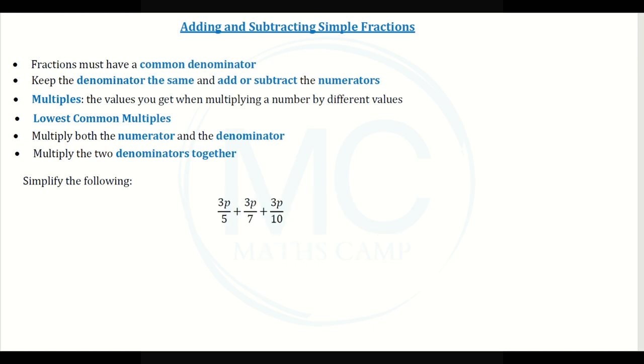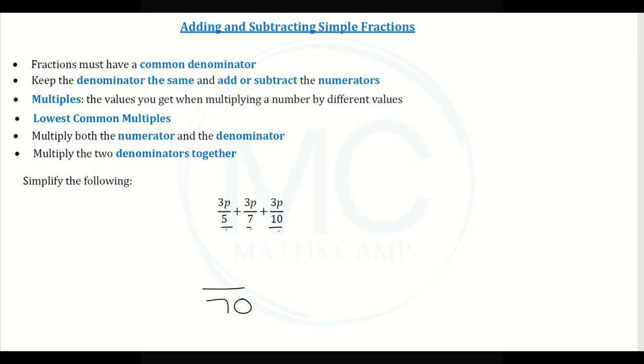Let's do one more example. 3p over 5 plus 3p over 7 plus 3p over 10. Now our numerators are the same, but our denominators are not. So the first thing we need to do is find a common denominator for all three values. 5 is half of 10. So every multiple of 10 is also a multiple of 5. So now we need to find a multiple of 10 that is also a multiple of 7. And to do this, we simply multiply these two values together. 7 multiplied by 10 gives us a denominator of 70.